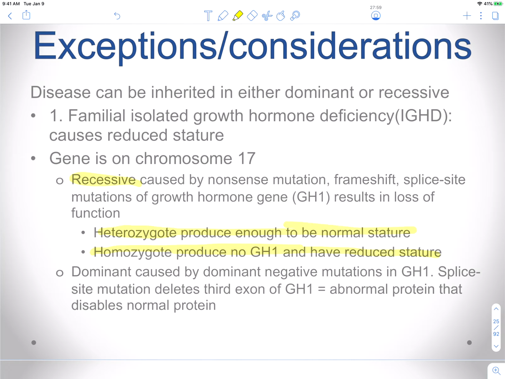You can have a dominant transmission pattern, and this is by a dominant negative mutation of that growth hormone gene. It's a splice site mutation which deletes the third exon, and this leads to an abnormal protein, and this abnormal protein has the additive effect of disabling the normal protein. So that's why it's inherited as an autosomal dominant pattern, because even though you do have a good gene, the abnormal protein will inactivate the normal one.